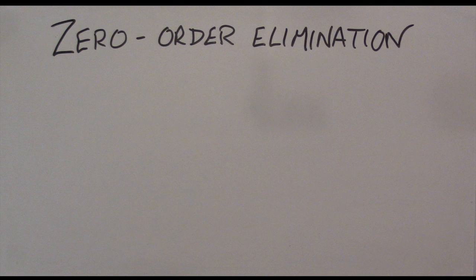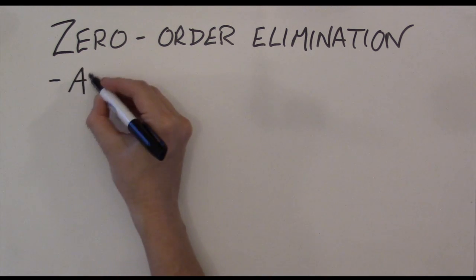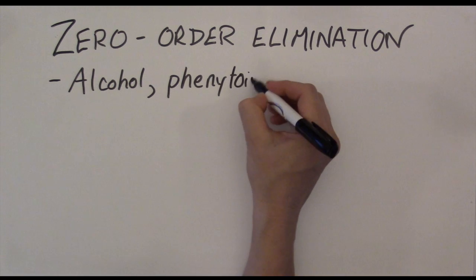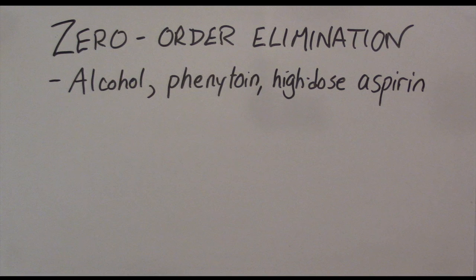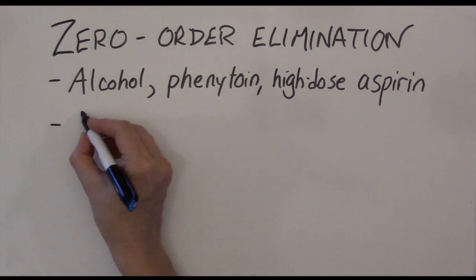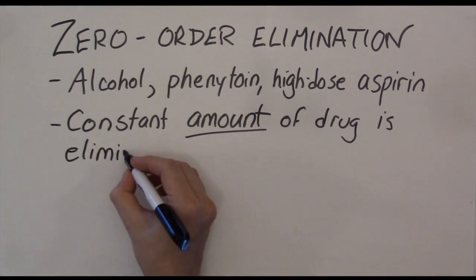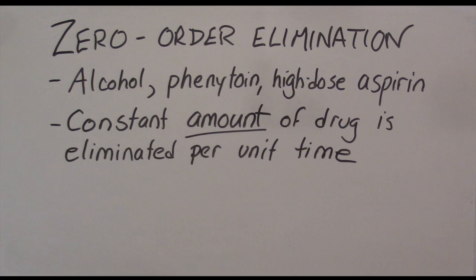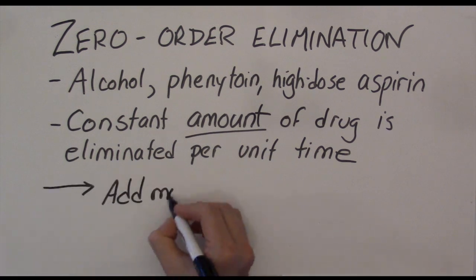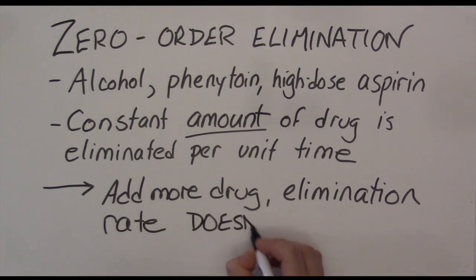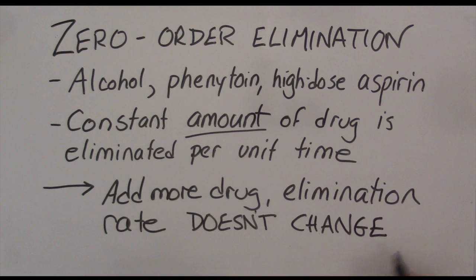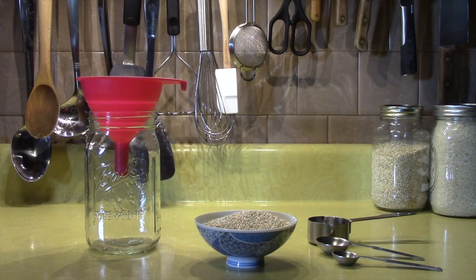Relatively few drugs exhibit zero-order kinetics. Examples include alcohol, the epilepsy drug phenytoin, and aspirin at high doses. Unlike with first-order kinetics, where a constant fraction of the dose is eliminated per unit time, with zero-order kinetics, a constant amount of drug is eliminated per unit time. What this means is that as you add more drug to the body, the rate of elimination doesn't change to keep up with the increased dose. It stays the same. Now let's go back to the kitchen to see how this works.